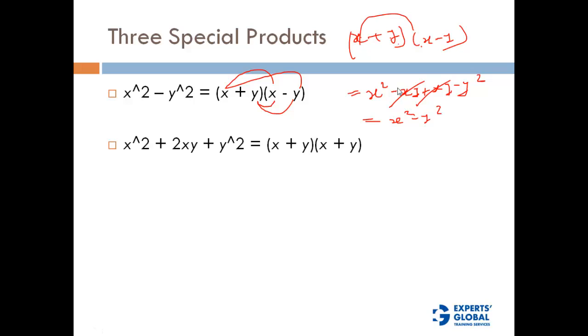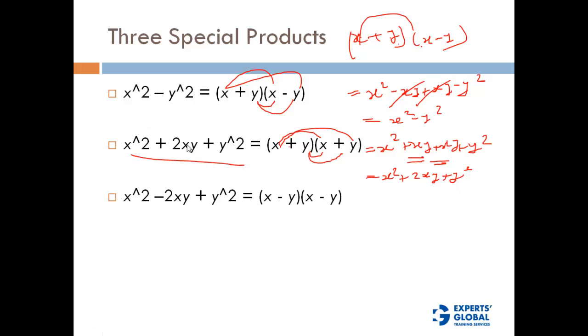The second special product is x square plus 2xy plus y square is equal to x plus y into x plus y. Same thing, x plus y into x plus y. What we get is, first we get x square, then x into y, then the third term is this x into y, fourth term is y into y. So we will see that xy is coming twice, so we get x square plus 2xy plus y square, correct?